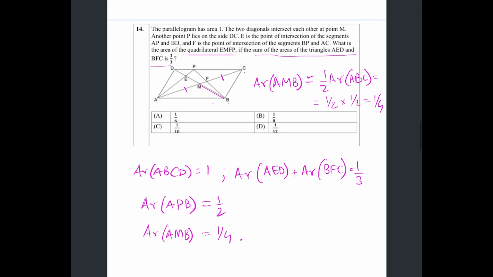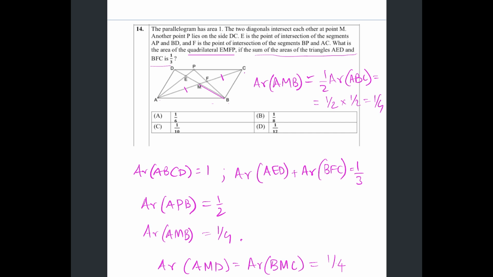Now similarly, area of AMD is the same as area of BMC. They are congruent triangles with the same area, equal to 1 by 4. Area of AMD is equal to area of BMC, which is equal to 1 by 4, because BMC's area is the same as AMB.